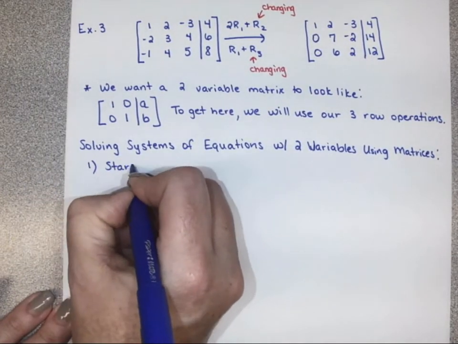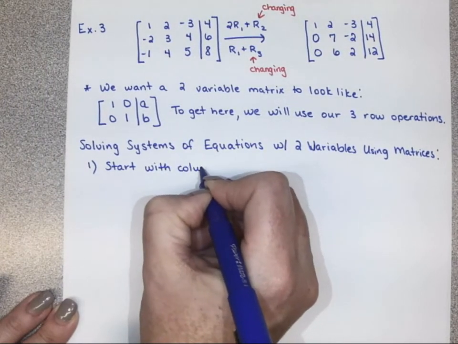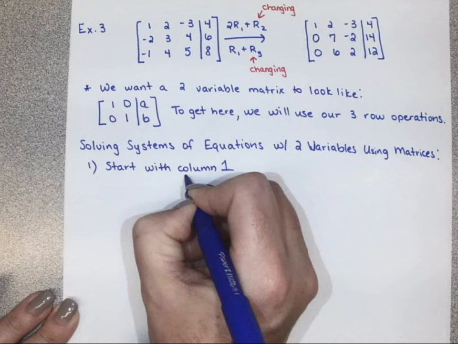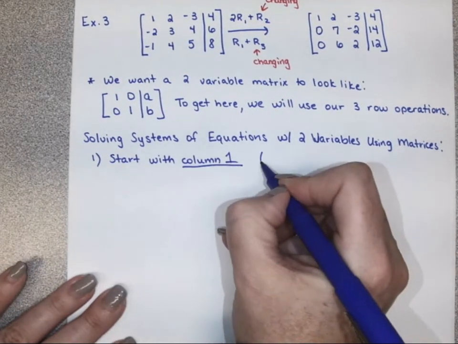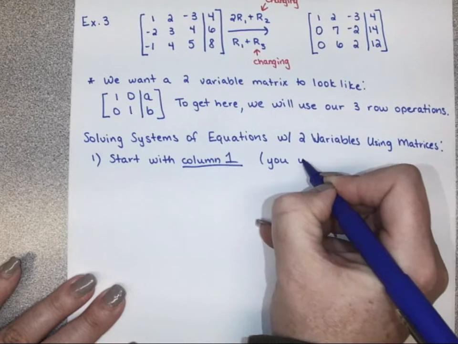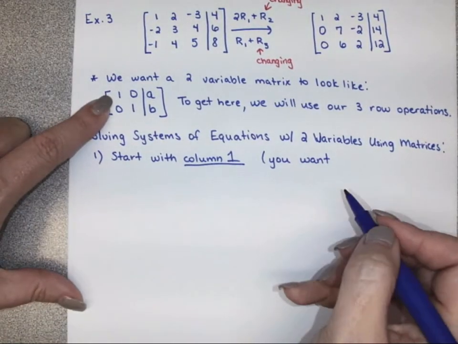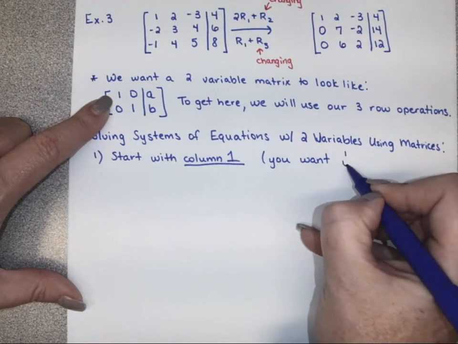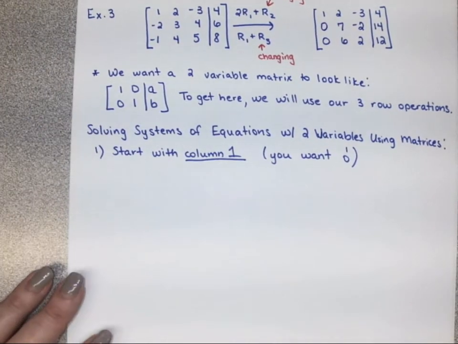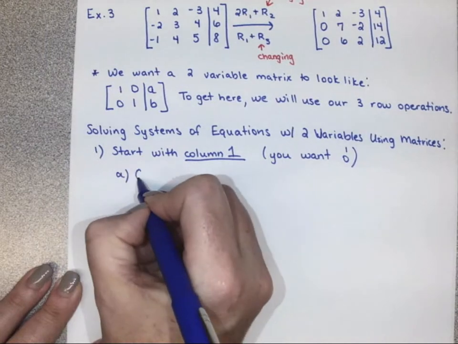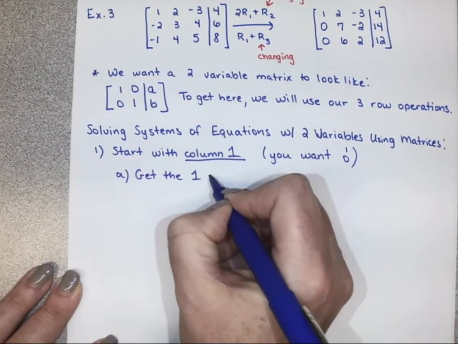So the first step is you start with column 1. Now I know I've been talking about row 1, so make sure you understand that I'm talking about column 1 now. Okay. So column 1, remember what you would like column 1 to look like. And here's your template for what you want it to look like, right? So column 1, you want to look like 1 followed by 0 under it. Okay, so step number 1 is I want you to get the 1 in place first.